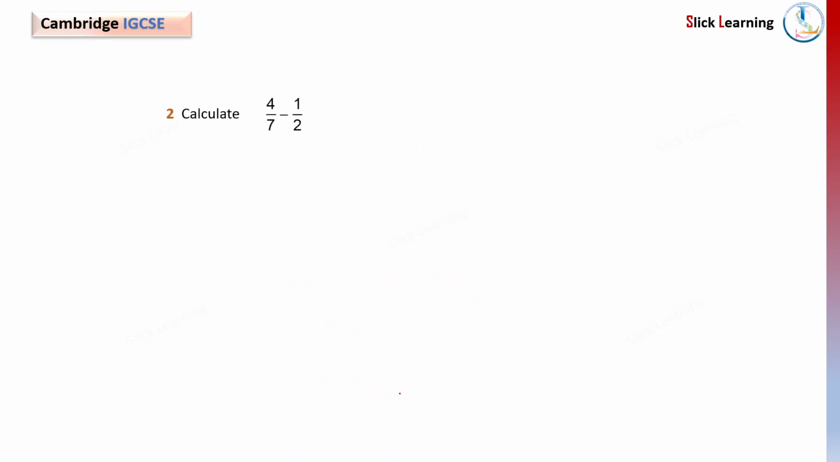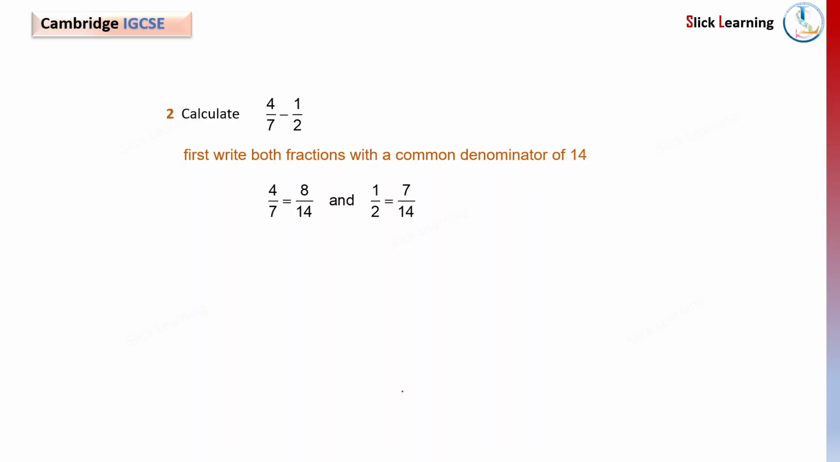Here we are going to subtract these fractions. The lowest common multiple of 7 and 2 is 14. So we make the denominator the same by multiplying the numerator and denominator by the same number. Here we multiplied the first fraction 4 over 7 by 2 and 2, and we multiplied 1 over 2 by 7 and 7, to get equivalent fractions with the same denominator.